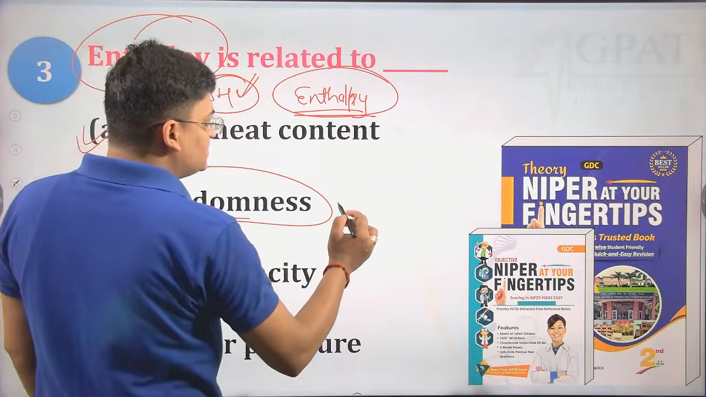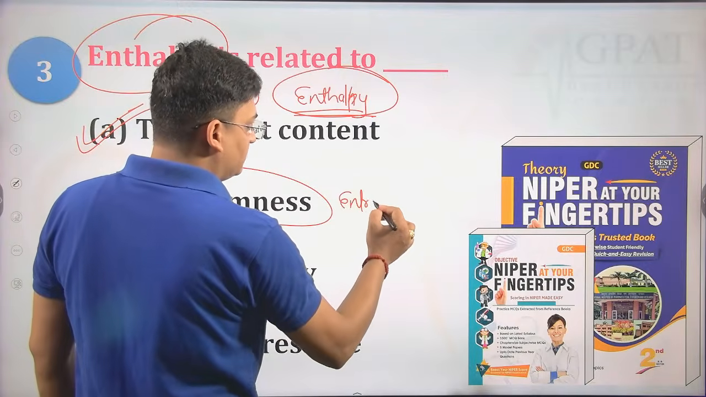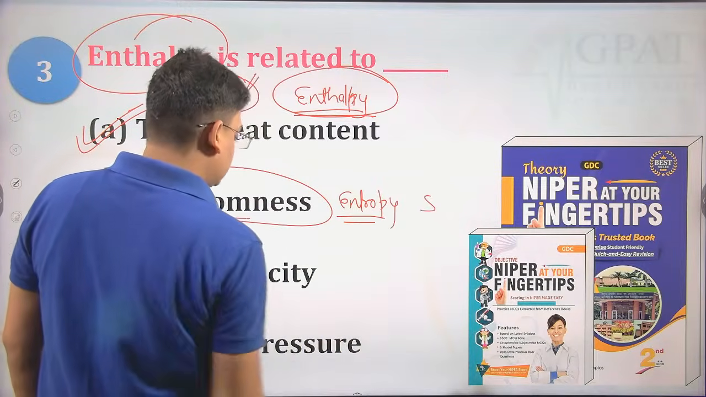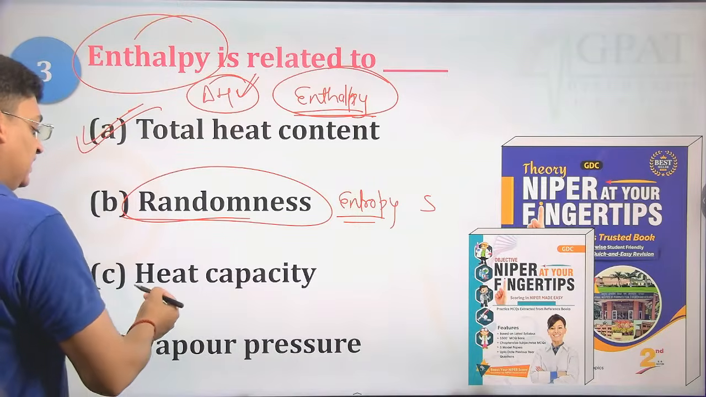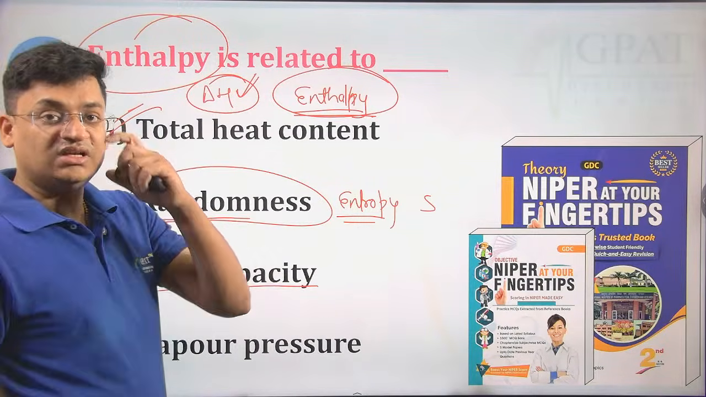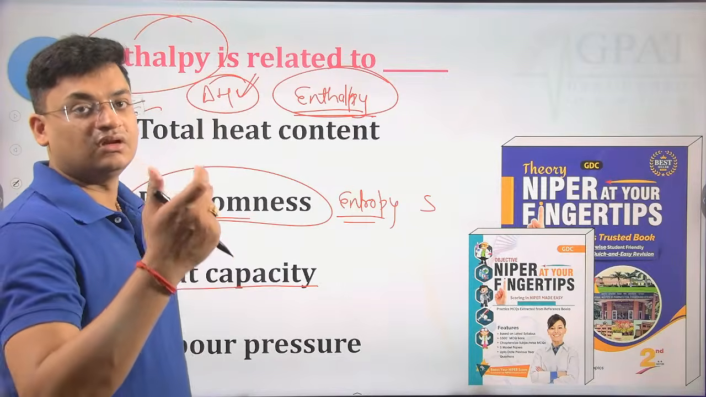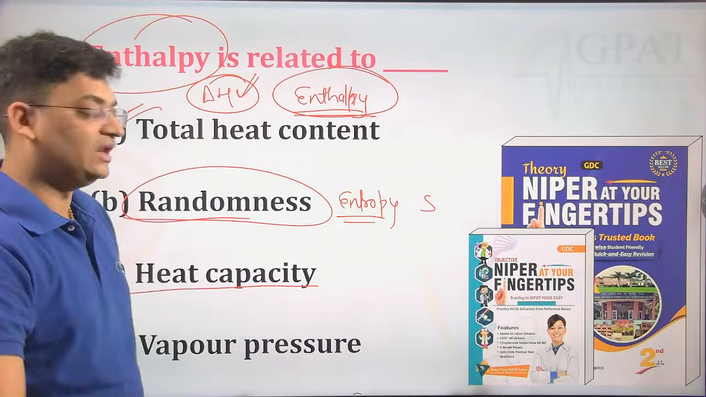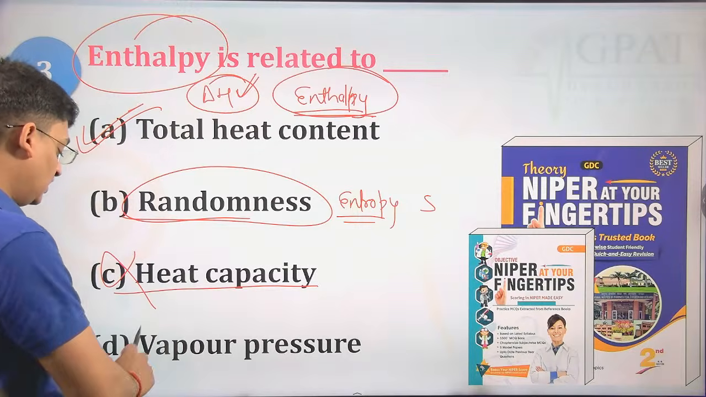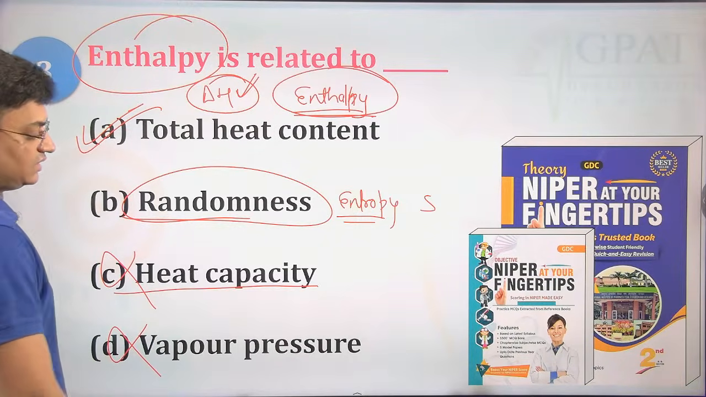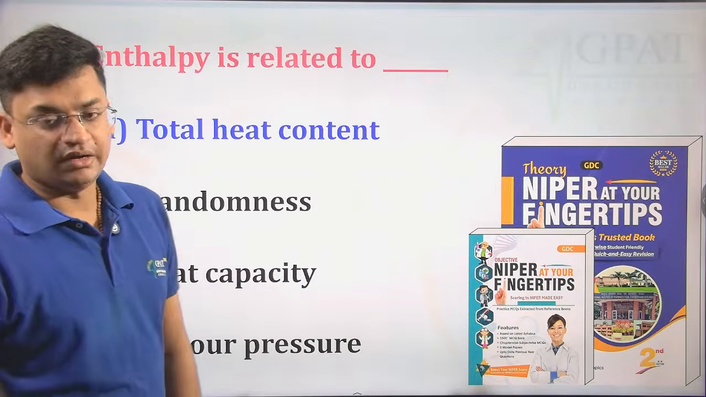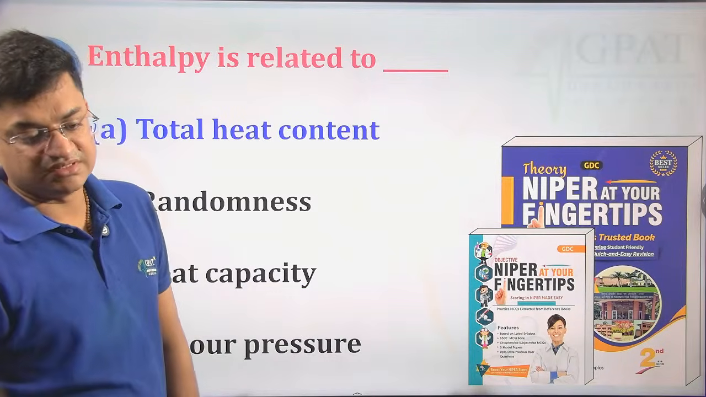So randomness is measured in entropy. It's a measure of entropy, which is also called S. Heat capacity. Heat capacity is what? The amount of heat required to raise the temperature of a particular substance by 1 Kelvin or 1 degree centigrade. That is the heat capacity of that particular system. Vapor pressure is not here. So the right answer will be heat content, the total heat content of that particular system.